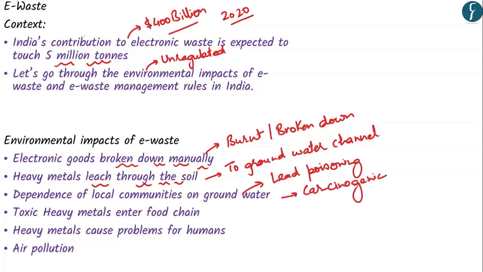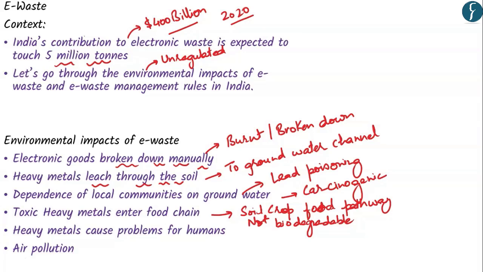Toxic heavy metals and chemicals from e-waste enter the soil-crop-food pathway, one of the most significant routes for heavy metal exposure to humans. These chemicals are not biodegradable and they persist in the environment for a long period of time, increasing the risk of exposure. The heavy metals present in e-waste are known to cause neurological and skin disease, breathing problems, genetic defects, and cancer in workers who handle such waste.